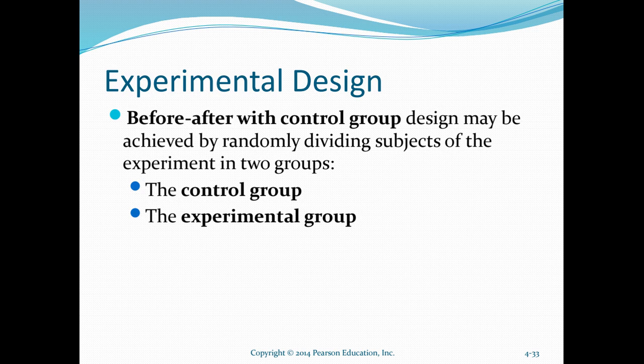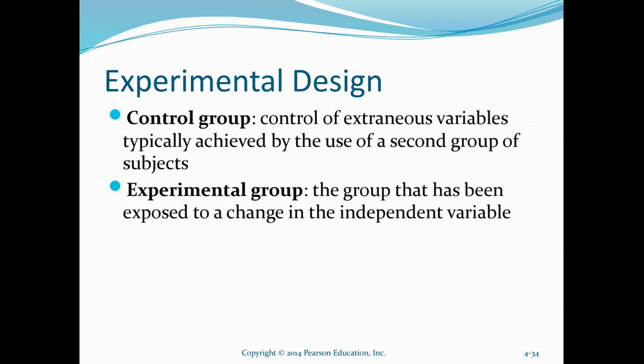Again, before and after with the control groups, design may be achieved by randomly dividing subjects of the experiment into two groups. One we call the control group, another one we call the experiment group. What is a control group? Basically, you have a control of extraneous variables, typically achieved by use of a second group of subjects. So you can use two kinds of groups.